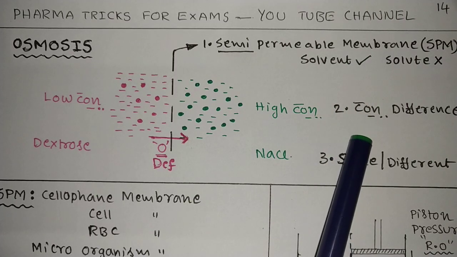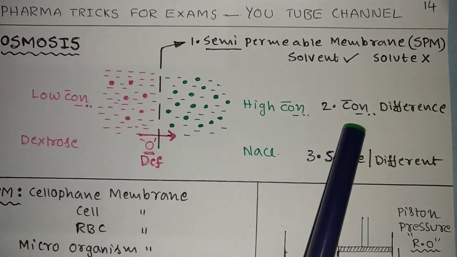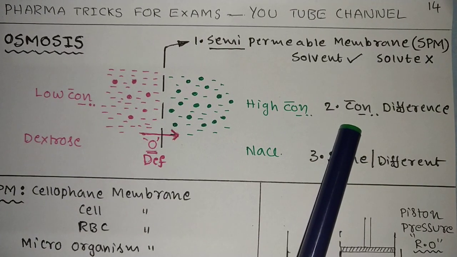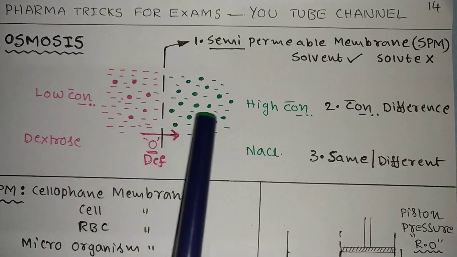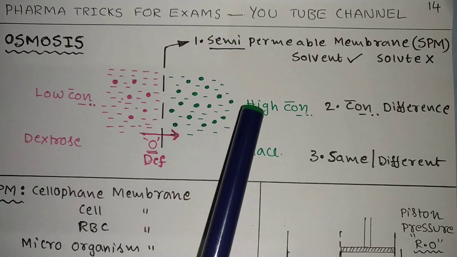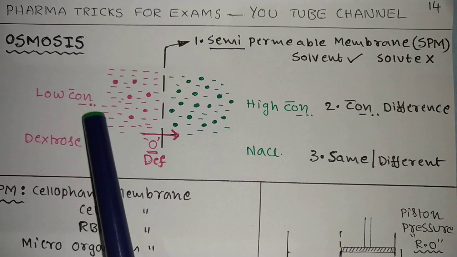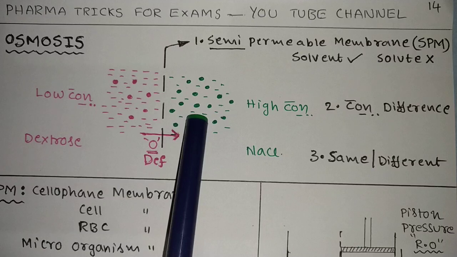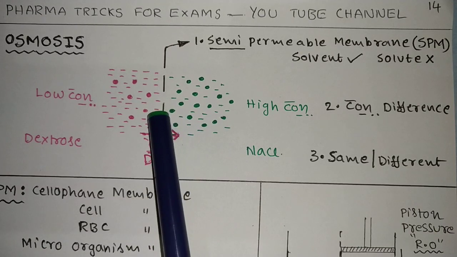And next, number 2, concentration difference. There must be a concentration difference of the two solutions on both sides of the semi-permeable membrane. There must be high concentration on one side, and on the other side there must be a low concentration, whatever it may be, even at least 1% difference must be there. That is the minimum, at least 1%.